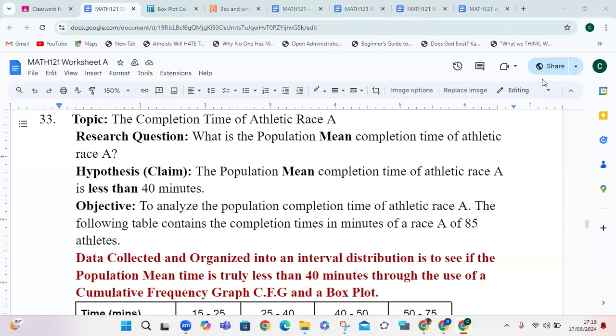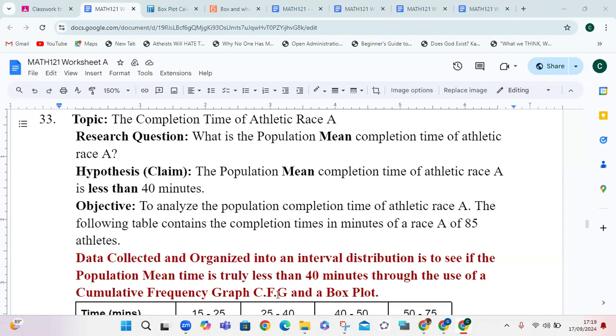Let's remind ourselves we have a problem to solve. We have a question to answer: what is the mean completion time? We have a hypothesis to test to verify if it is true or not. Is the mean less than 40 minutes? So data was collected and organized into an interval distribution.